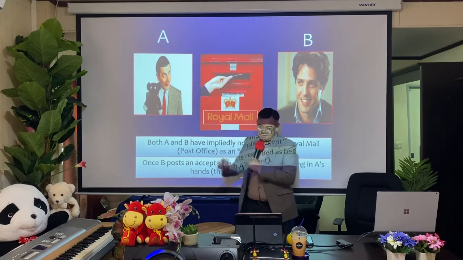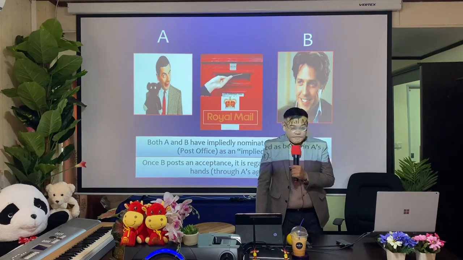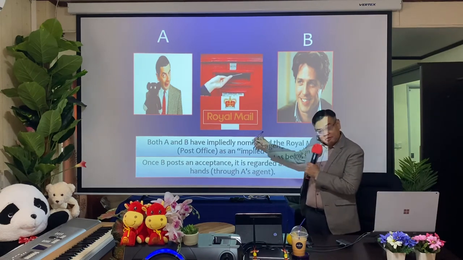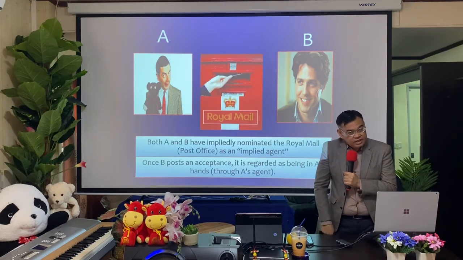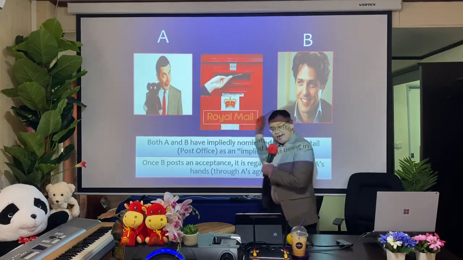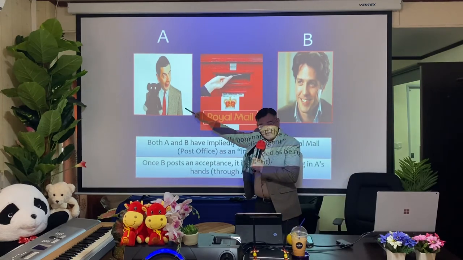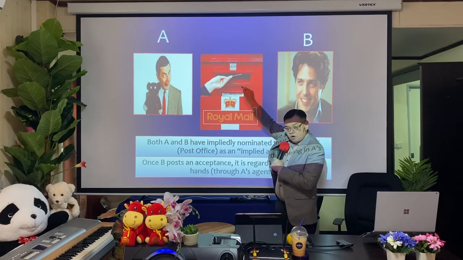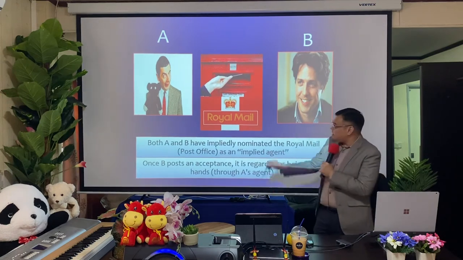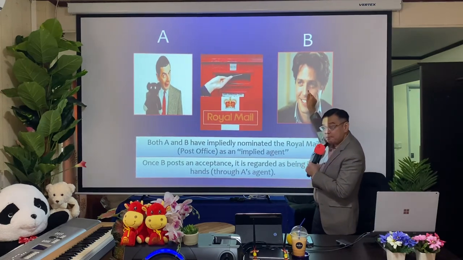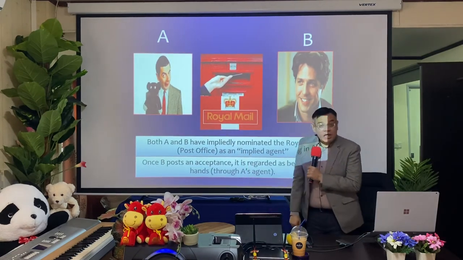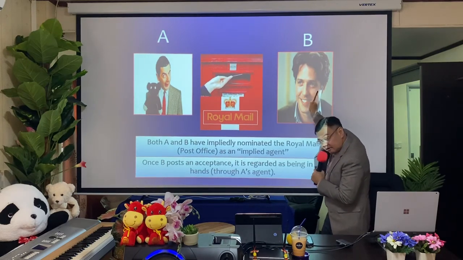When this letter, which contains the acceptance, is posted, it is in the hands of the post office. And given that the post office is an implied agent of everybody, of A and B, that means that once this letter is posted, it is in the hands of the post office, and it is also in the hands of B, because the post office acts as B's implied agent. So once this letter is posted, it is regarded by law as having been in B's hands.